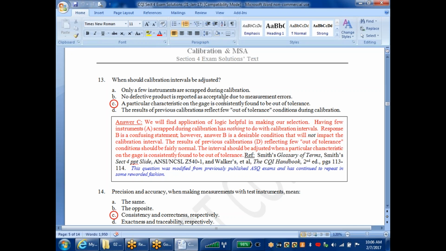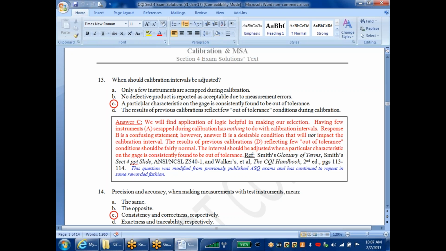Again, that's one you want to ignore at this particular point. I mean, that's something that you want to have happen. There's no defective product. Okay, that's what you're supposed to have. So why would you adjust the calibration intervals just because you had no defective product? You're supposed to have that anyway. And then the results of previous calibrations reflect few out-of-tolerance conditions. And again, that should be fairly normal. That's what we should have. C is the right answer.